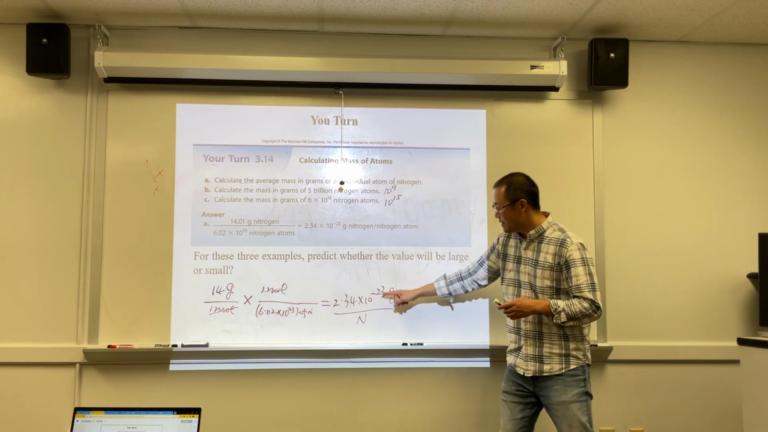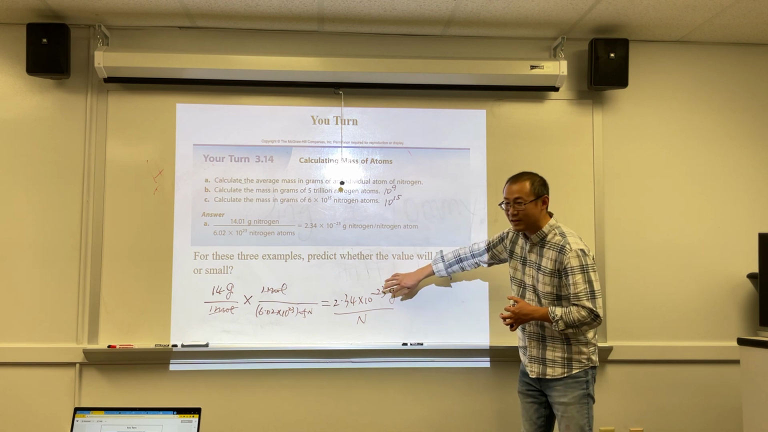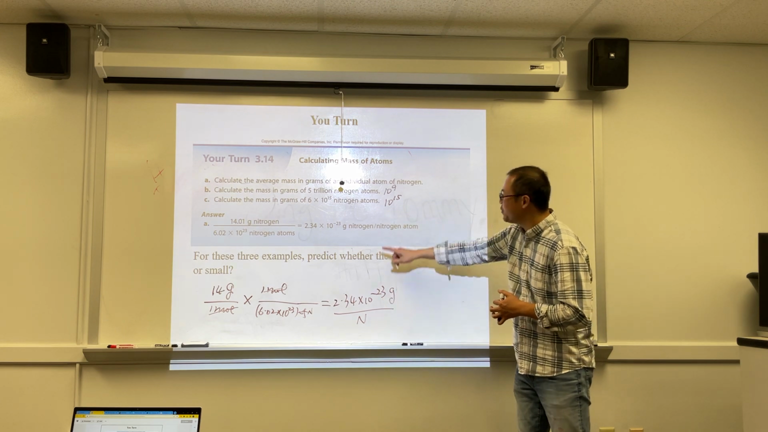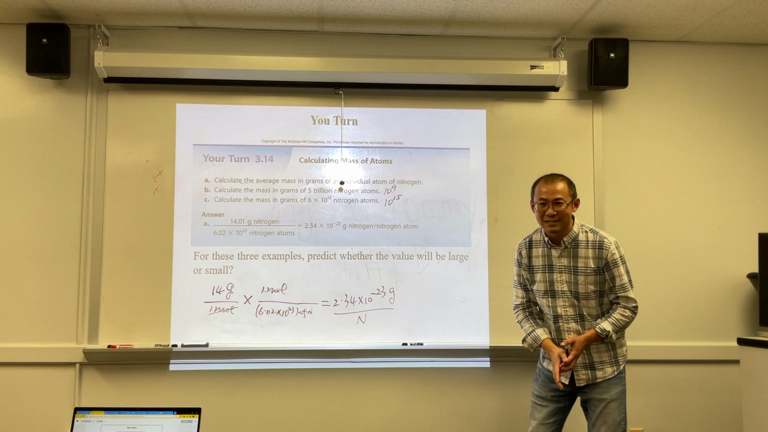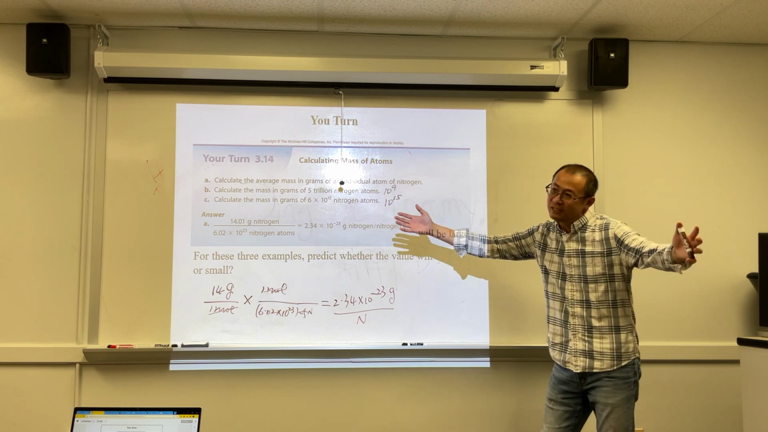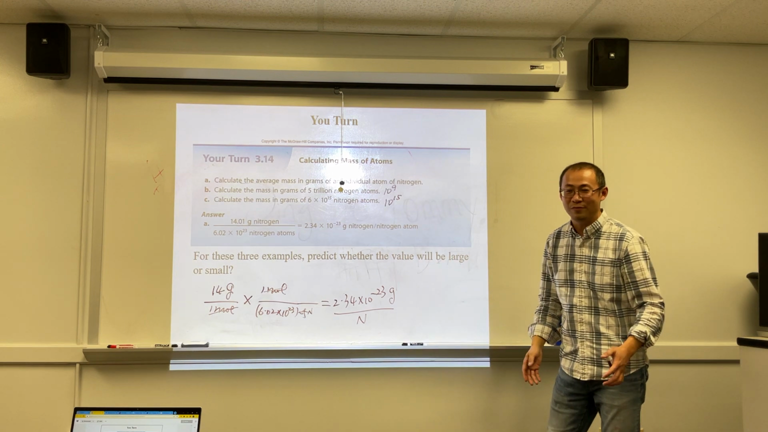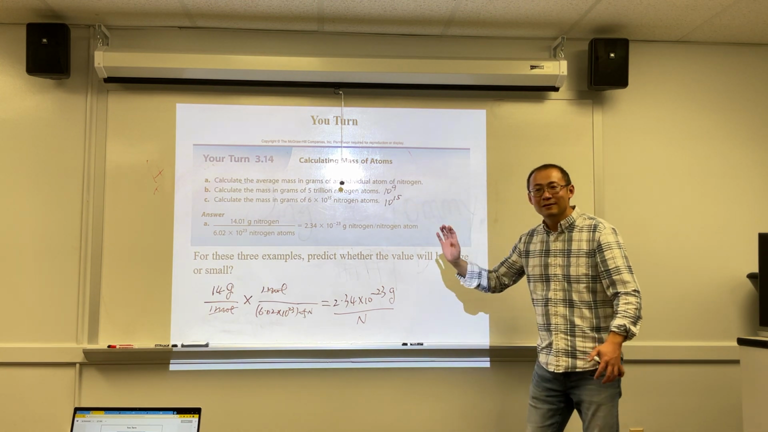When we multiply scientific notation, what do we do about the exponent? We just add, right? Minus 23 plus 15 is how many? Minus 8. Is that right? Minus 8 is still 0.701. That means even with this many atoms, it's still small.